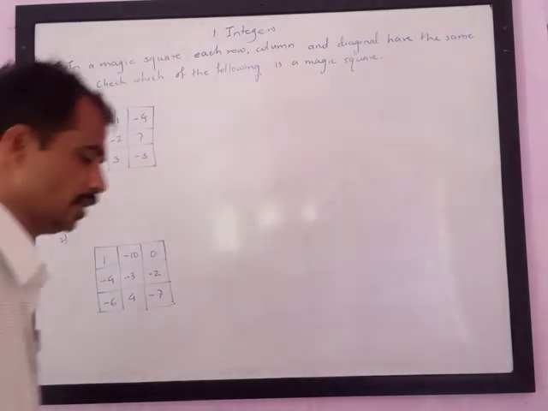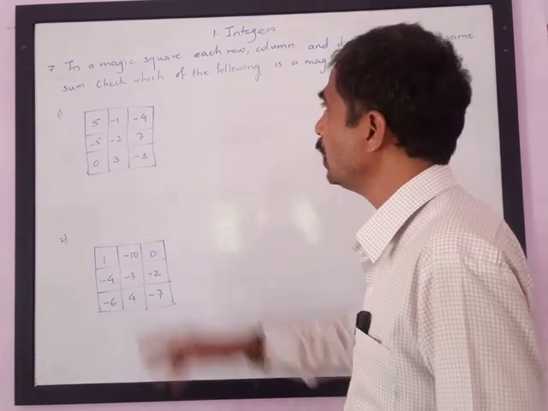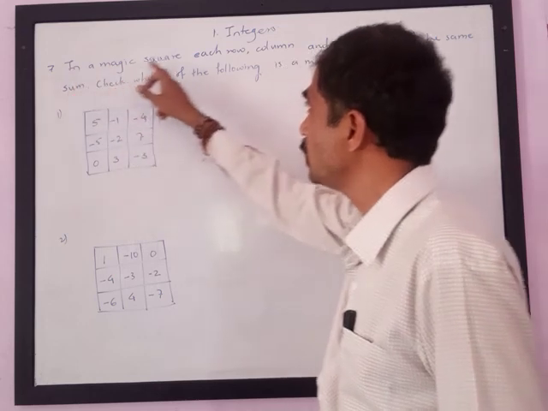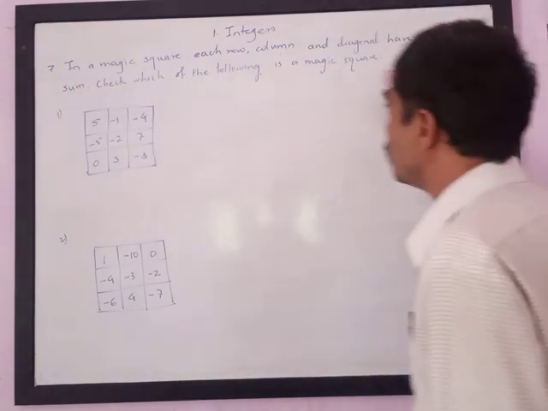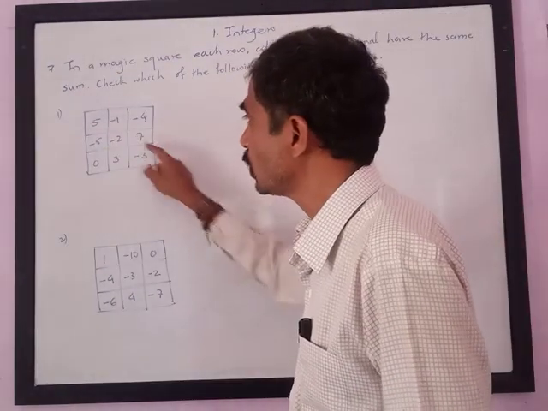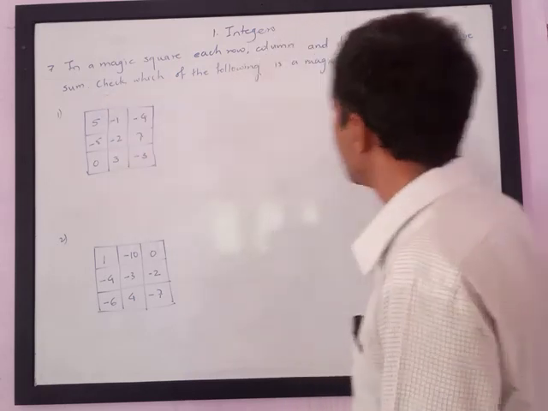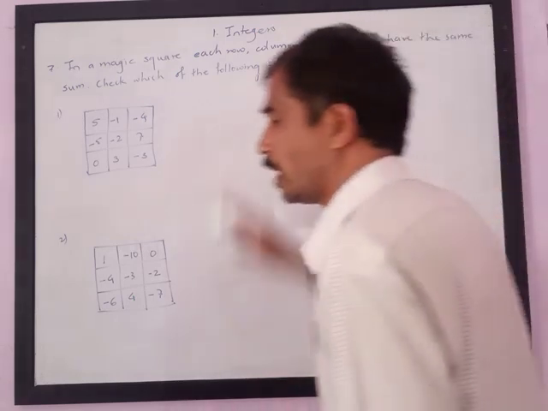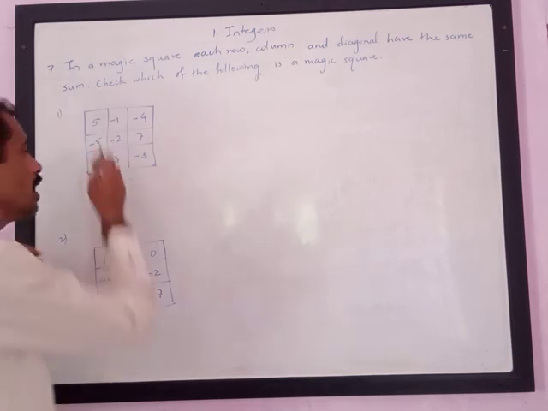Dear students, in the integers chapter we were solving Exercise 1, and question 7 is about a magic square. In a magic square, each row, column and diagonal has the same sum. Please understand, the sum of all the rows, the sum of all the columns and the sum of the diagonals is the same. Check which of the following is a magic square. So we have to check which square is a magic square. Now let us check.